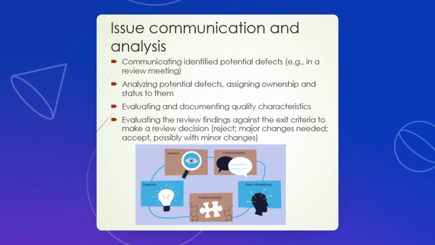In the issue communication and analysis phase, we communicate the identified potential defects in the review meeting, then analyze the potential defects, assigning ownership and status to them, evaluating and documenting quality characteristics, and evaluating the review findings against the exit criteria to make the review decision. For example, if major changes are needed, or accept possibly with minor changes, and so on.